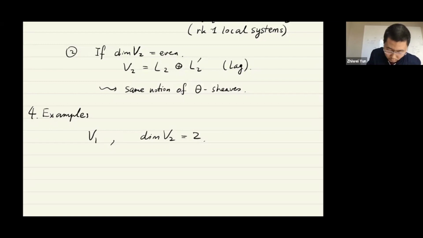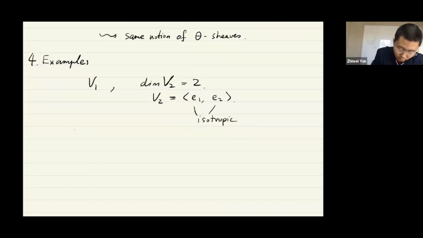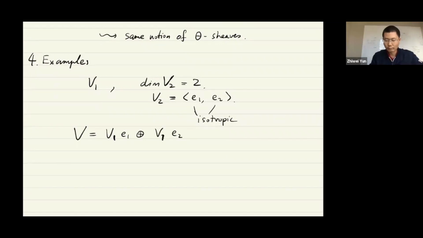So for the example, I take V2 to be two-dimensional, and I'm allowed to extend my base field. So I assume this quadratic form is split. So I can choose a basis, basically choose a Lagrangian splitting. These are isotropic vectors. Now V is just V1 e1 plus V1 e2, two copies of V1.